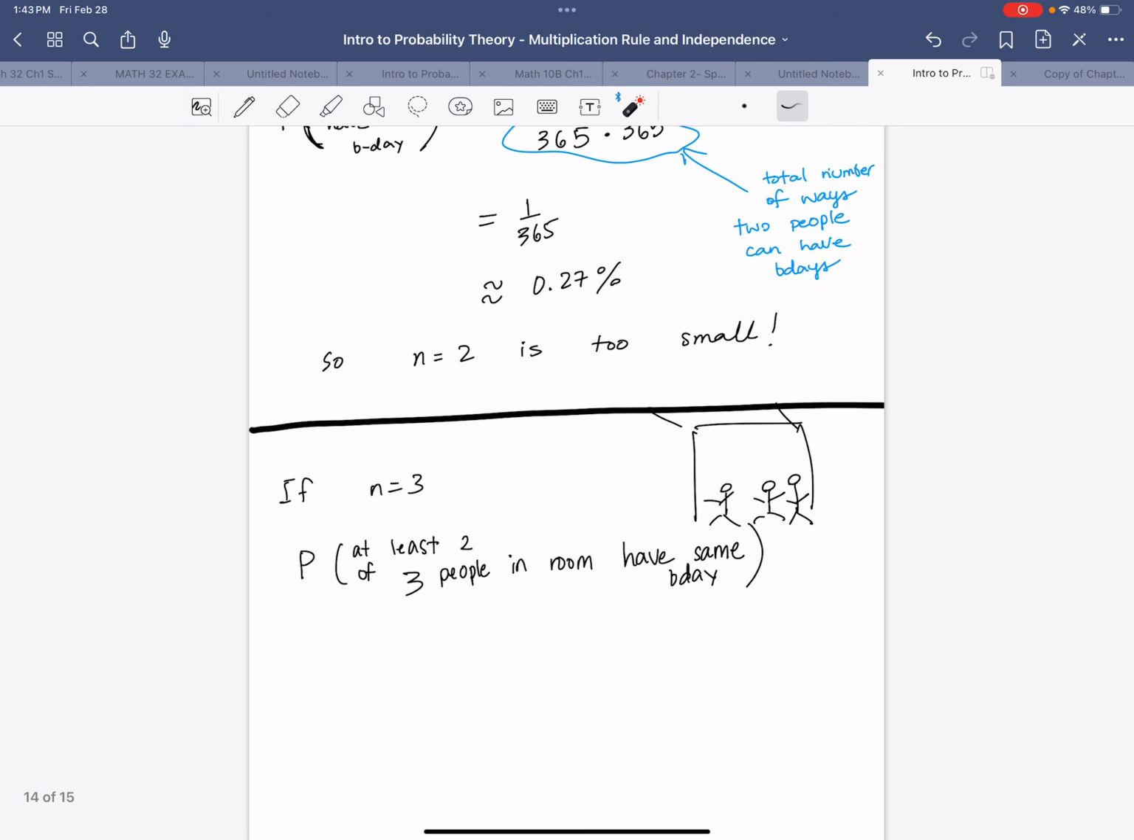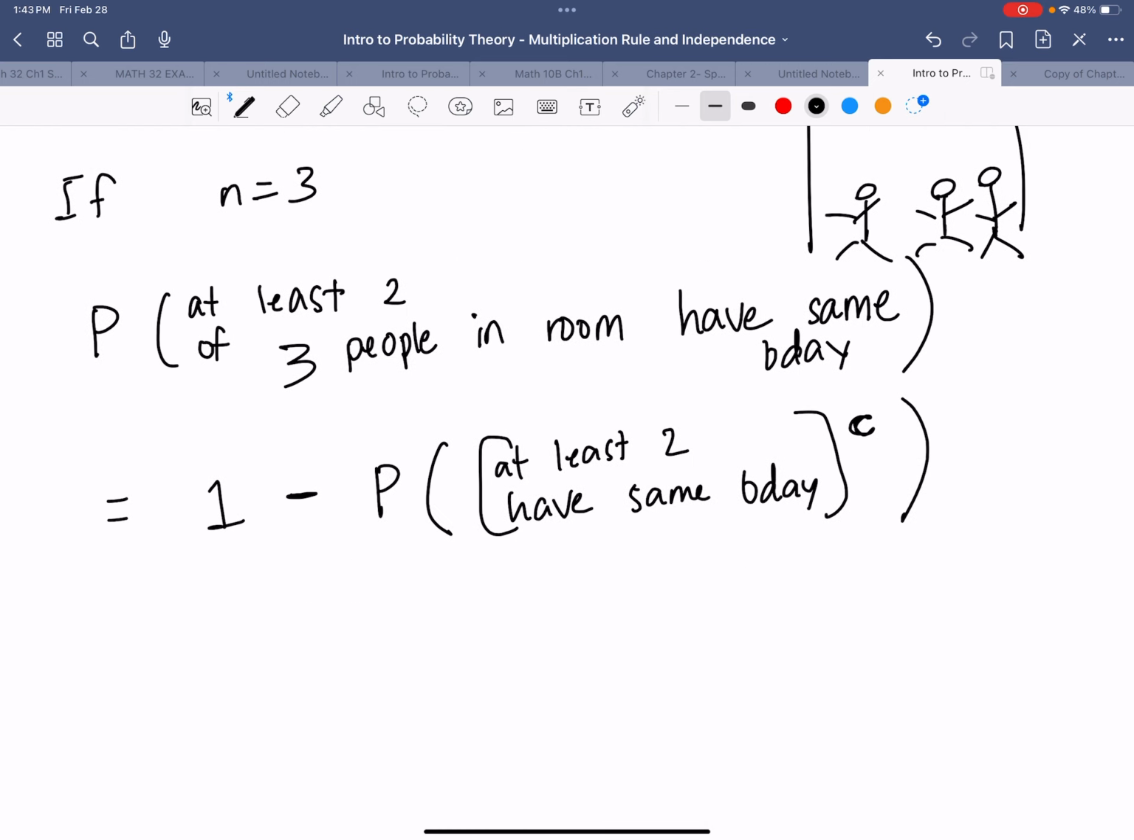The easier computation is to say that this will be 1 minus the probability that it's not the case that at least 3 people have the same birthday. Or at least 2. So we want the complement of that. So now, how do we figure out what the complement of that is?